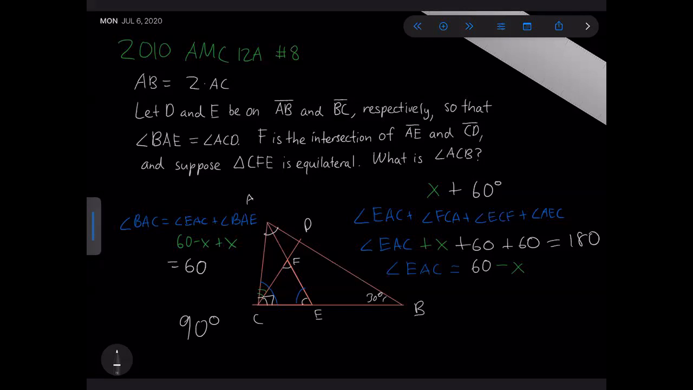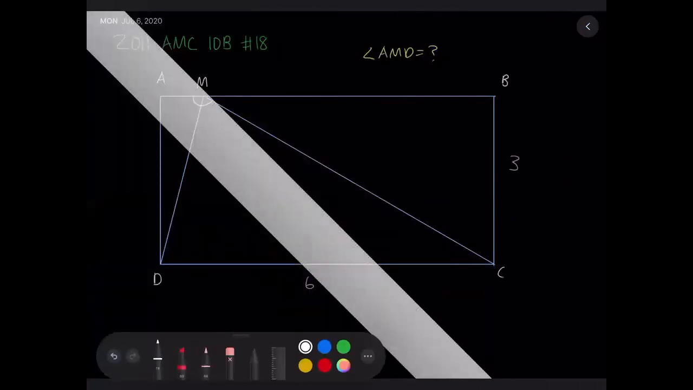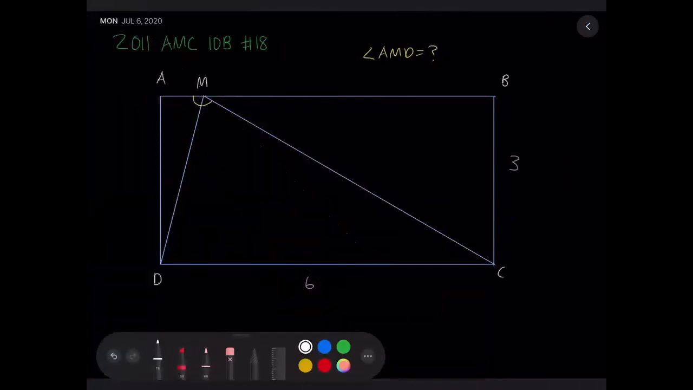While I get my charger, because this iPad is about to die, it's at 9% as you can see, I'm going to show you the next problem. So you can work on that while I find a charger.